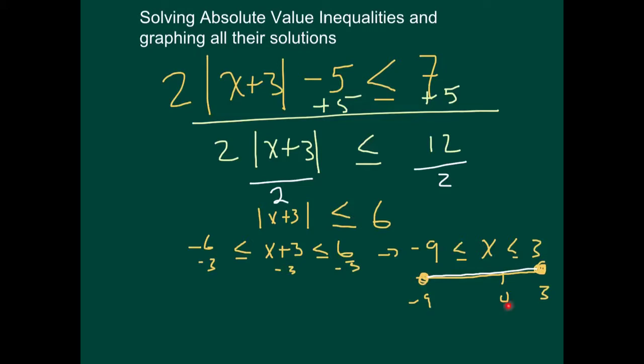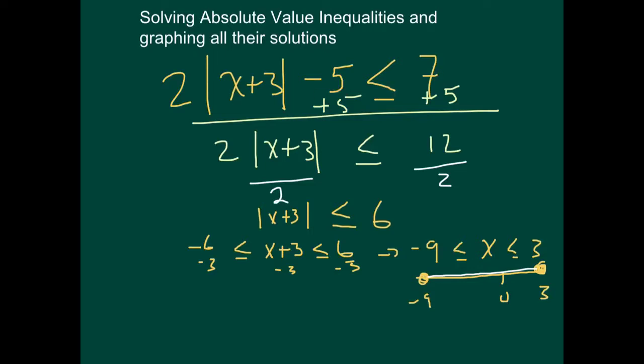You can check this by checking 0. 0 should make it true. 3 should be exactly equal. Negative 9 should be exactly equal. Try the 0. 0 plus 3 is 3. Absolute value of 3 is 3. 3 times 2 is 6. 6 minus 5 is 1. Is 1 less than 7?